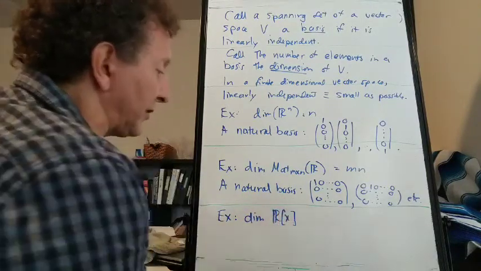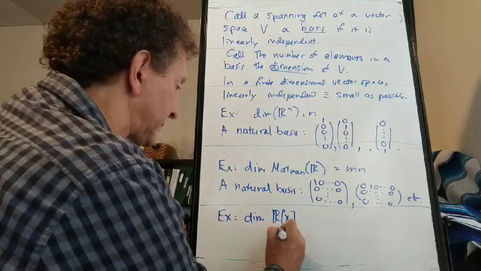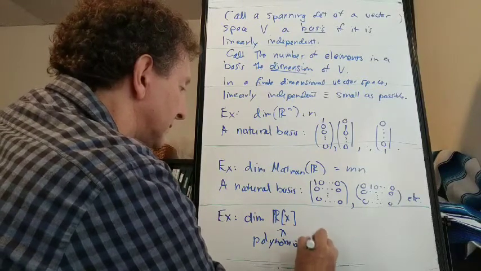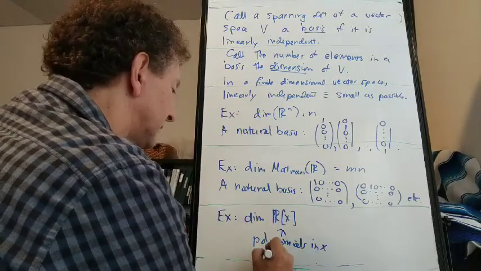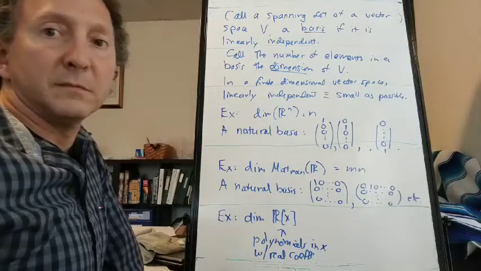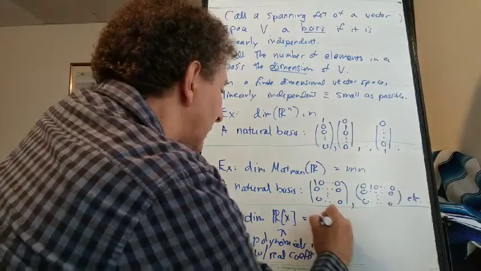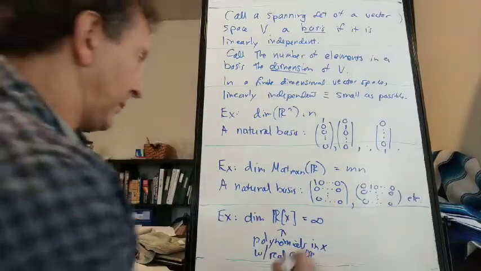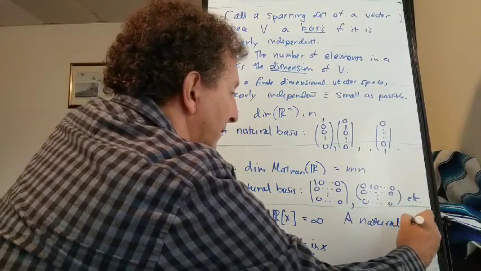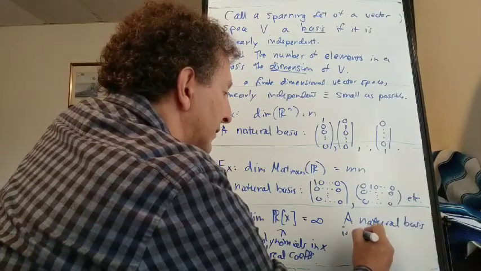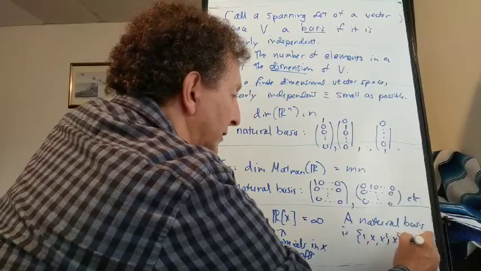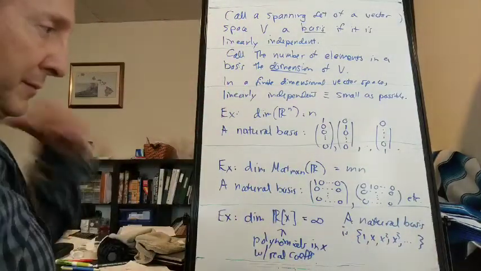Now if we look at polynomials in x with real coefficients, that is an infinite dimensional vector space. And a natural basis is 1, x, x squared, x cubed, etc. All the different powers of x, there's infinitely many of them.